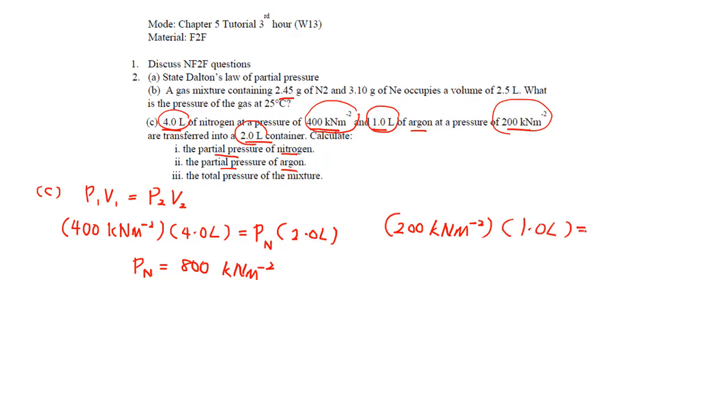The final pressure we want to find, we can write as the partial pressure of argon. The final volume is the same, the volume of the container, which is 2 liter. Solving this should give you 100 kilonewton per meter square. Again, looking at the relationship, the volume doubles, so the pressure should reduce by half. That means from 200 to 100.